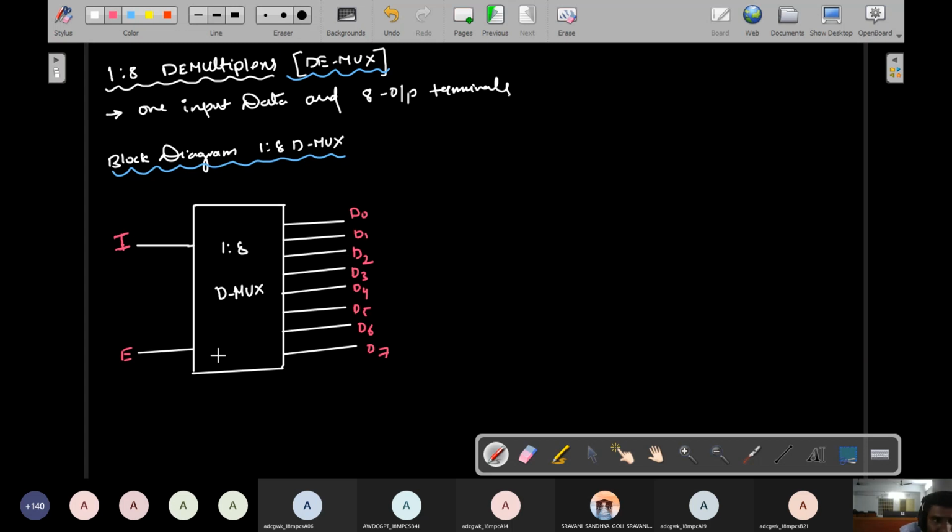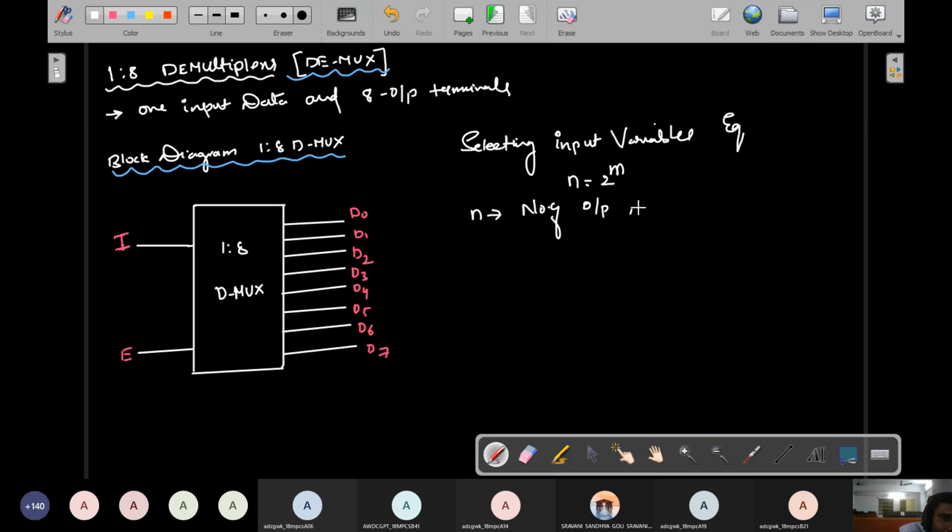Now, how many selecting inputs we give depends upon the selecting input line formula. So right now I write the selecting input variables equation. This equation is represented by n is equal to 2 power m, where n is called the number of outputs and m is called the number of selecting inputs.